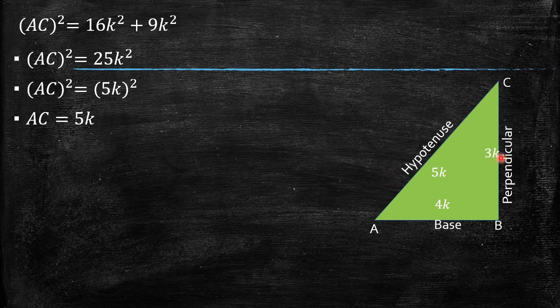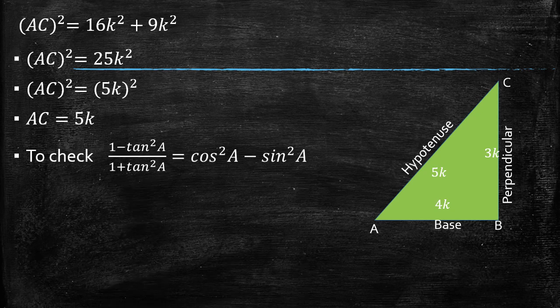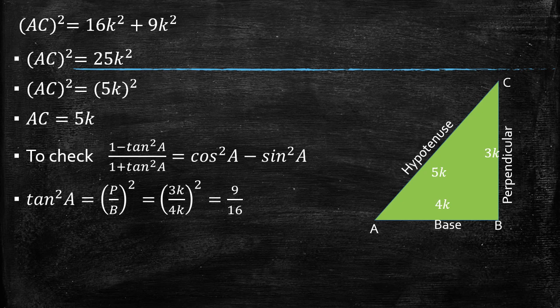Now you have the values of all the three sides. Now you can find any one of the trigonometric ratios. You have to find first tan. We have to check this. So first tan square A. Tan square A is the square of tan A, that is perpendicular upon base, squared. Perpendicular is 3K upon 4K, right? So K cancels down. So 3 square is 9 and 4 square is 16. 9 upon 16.